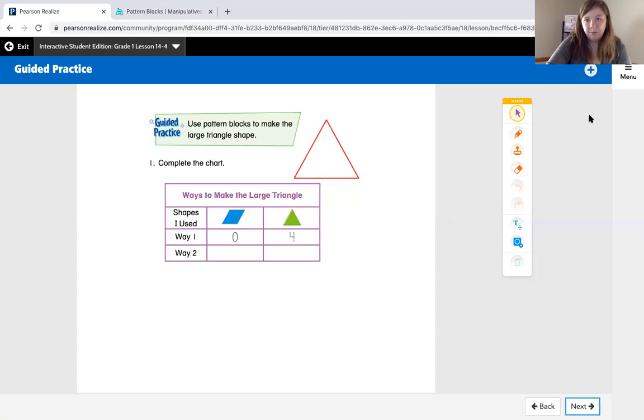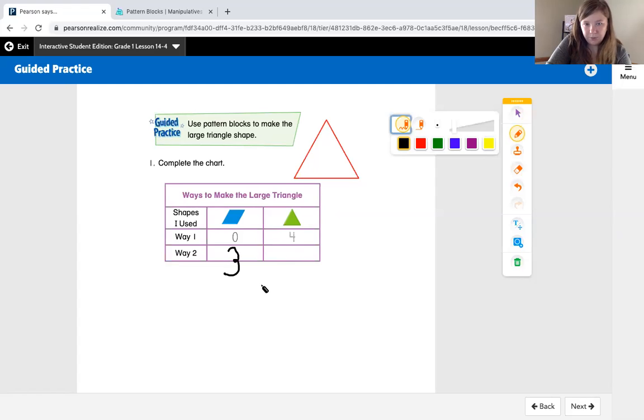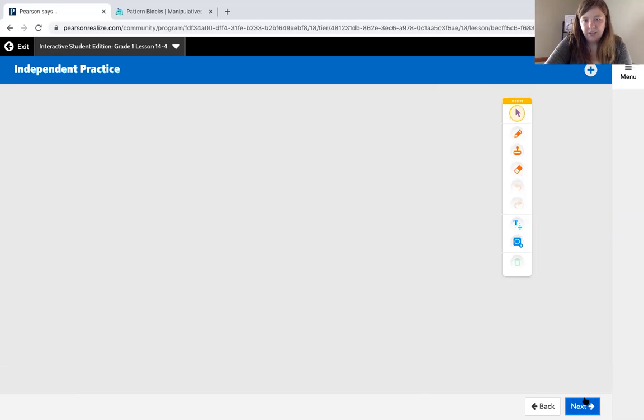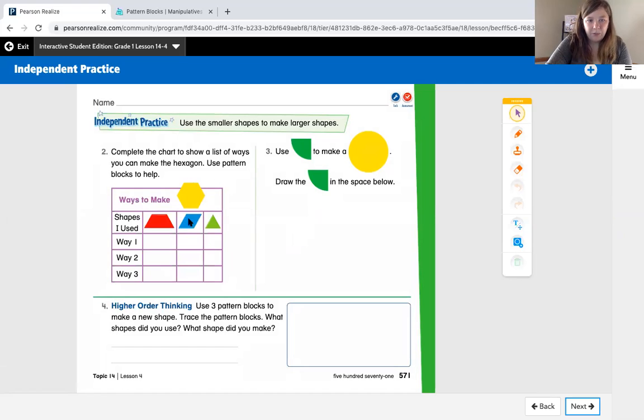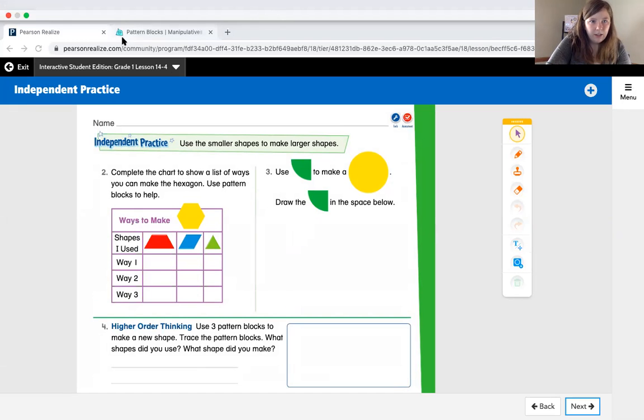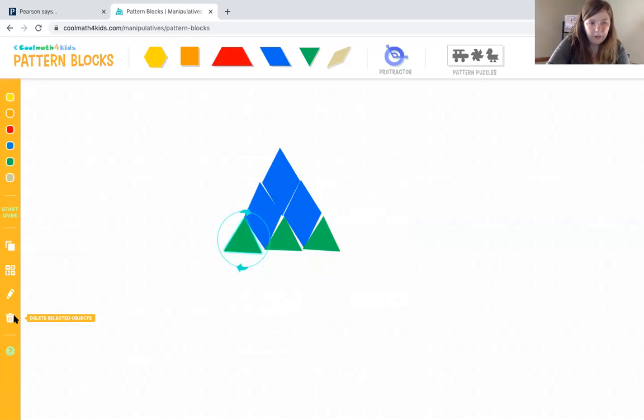So when we made this shape, we used 3 blue pieces and 3 green pieces. So we used 3 blue and 3 green. Now, the next shape that it wants you to make is a large yellow piece, and it wants you to make it 3 different ways. So I'm going to go back to our Cool Math for Kids, and I am going to delete all of these shapes. Oops.